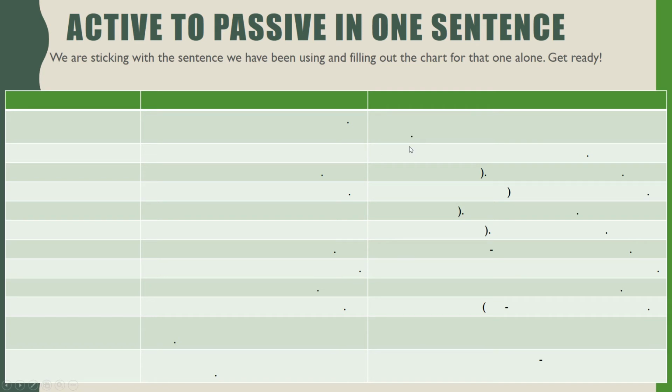We are sticking with the sentence we have been using and filling out the chart for that one alone. Get ready. To save space, HW means homework. HA means die Hausaufgabe. BH in parentheses means by him, and VI in parentheses means von ihm. Both of these are in parentheses because they are optional. You can leave off the by phrase.